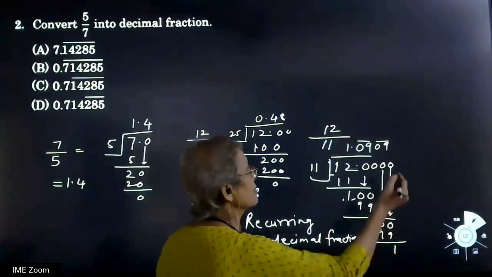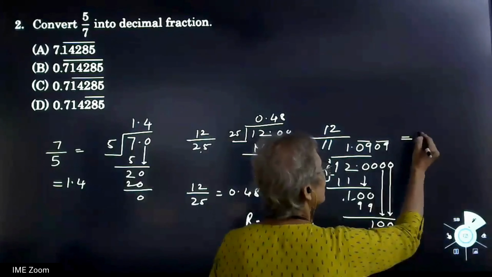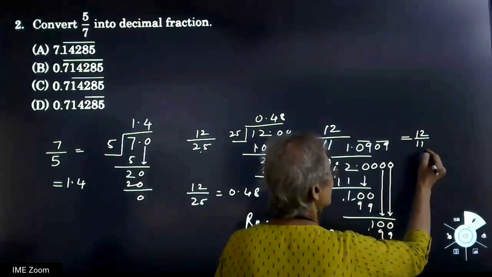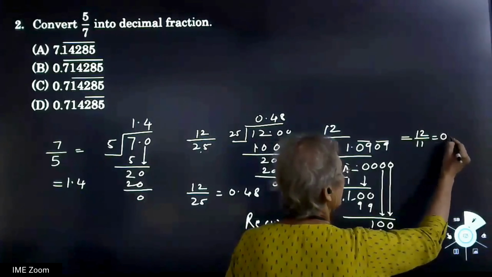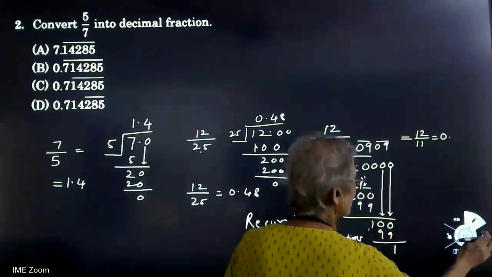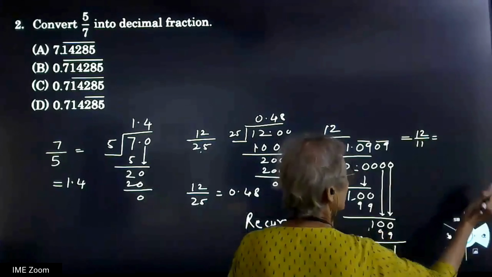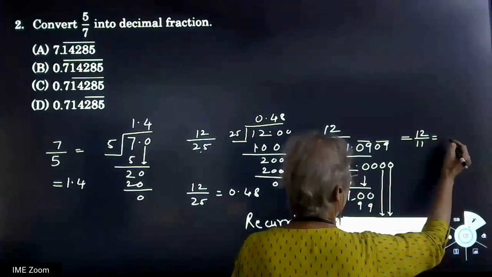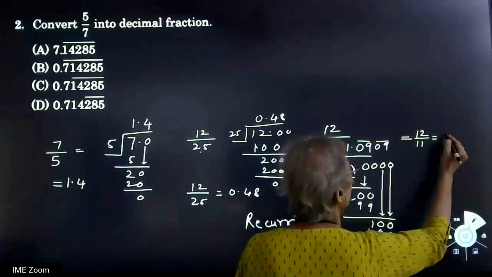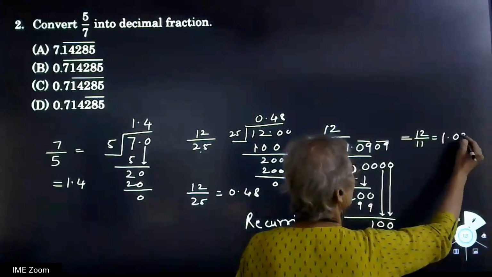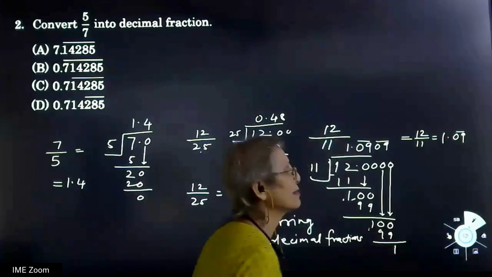And therefore, such fractions are written as 12 upon 11 is equal to, sorry, it is not 0. It is 1 is there. This is 1.09 bar.